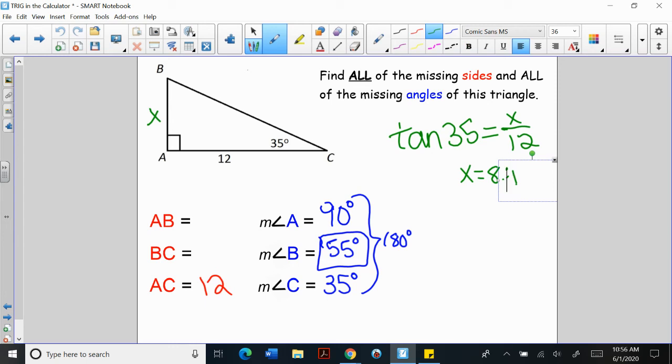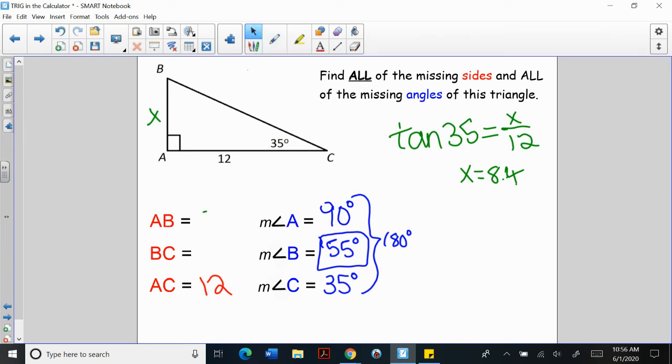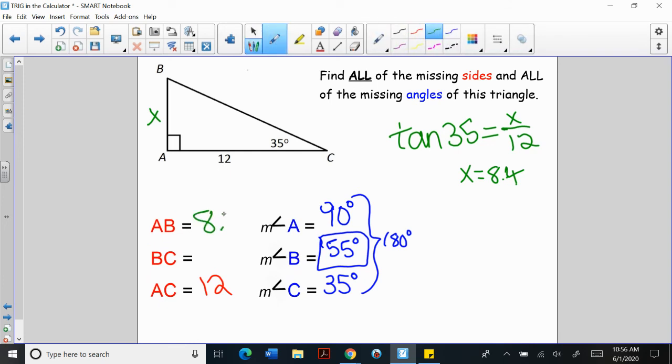So I'm going to take that 8.4 and write it where it says AB, 8.4. There we go. And then I have one more side to find. Well, guess what? Now you can use the Pythagorean theorem if you want to, because you have two legs of the triangle. So if you were going to set up the Pythagorean theorem, 8.4 squared plus 12 squared equals c squared. You can solve it like that if you want.